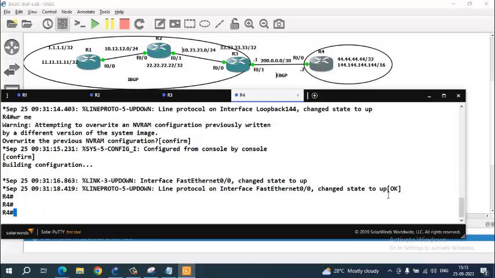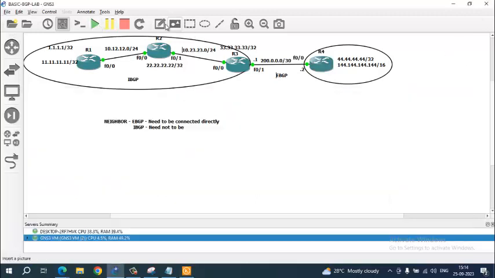Now what I would like to do first is IBGP. I would like to do IBGP between R1 and R3, the autonomous system number is this. Let me begin from R1.